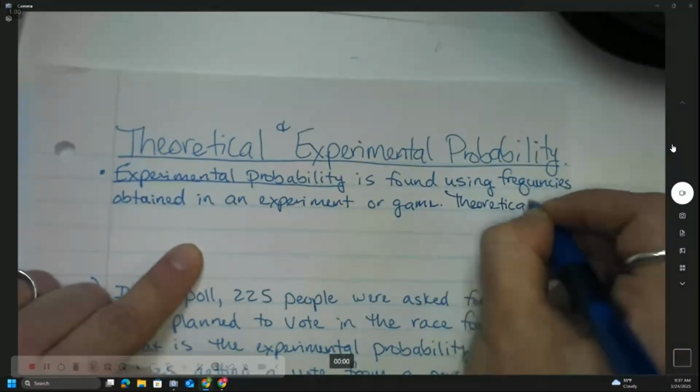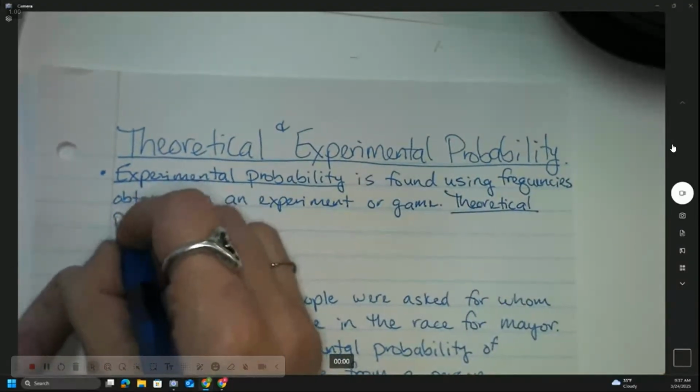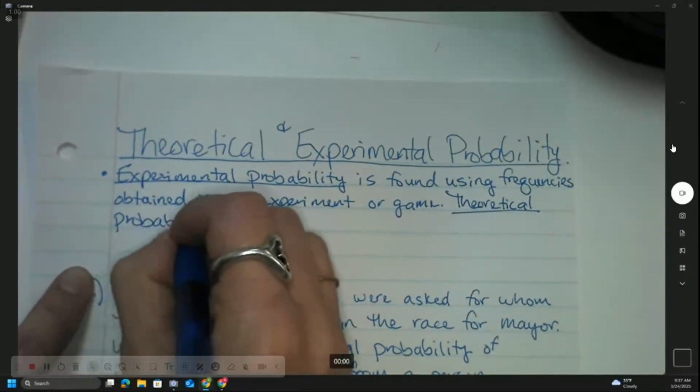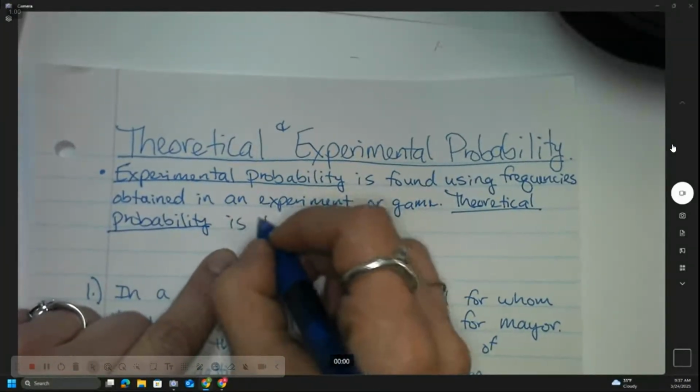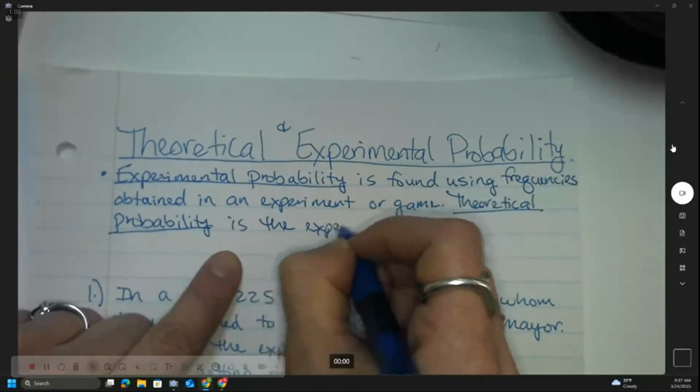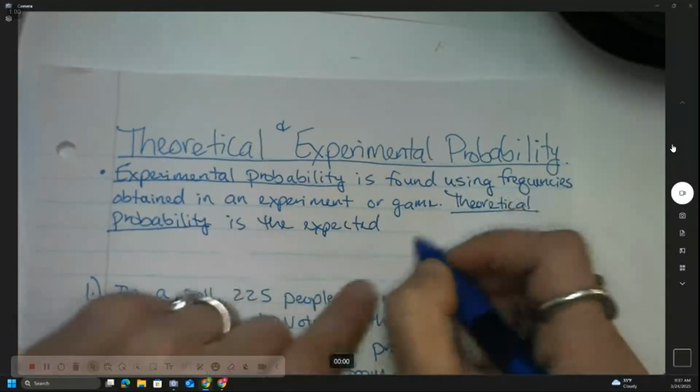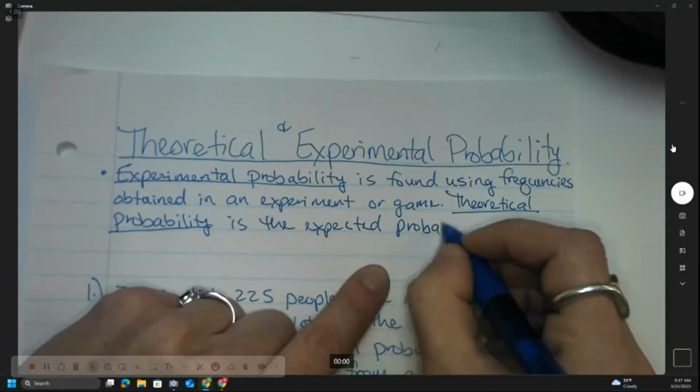Theoretical probability is the expected probability of an event actually occurring.